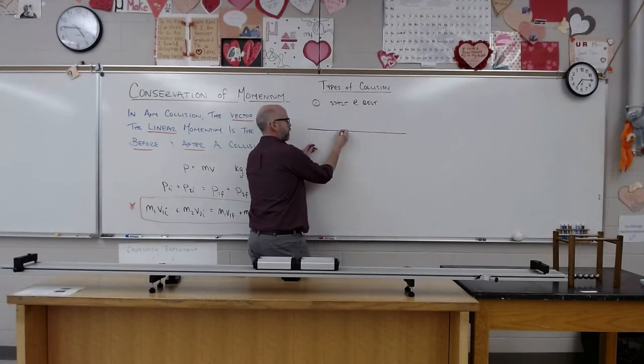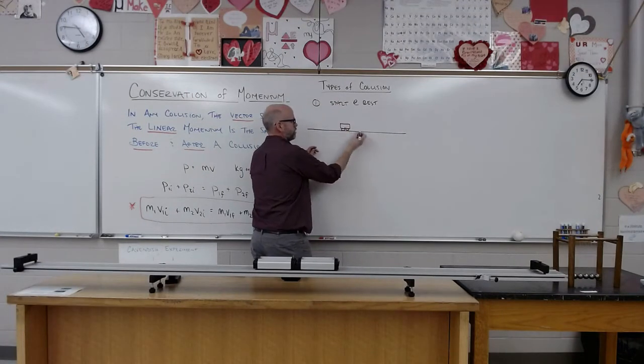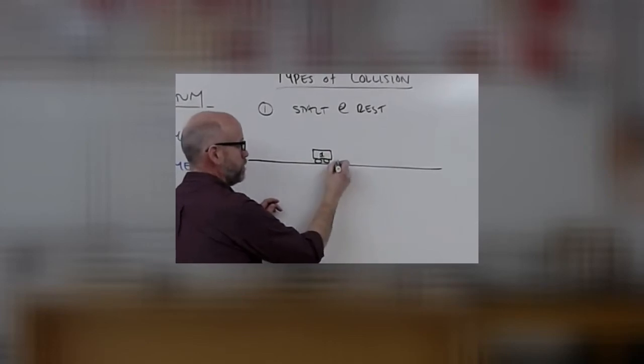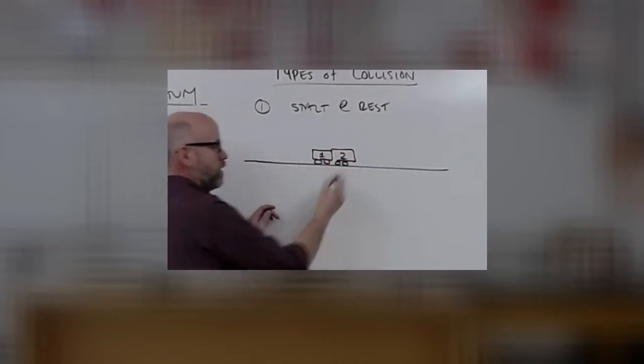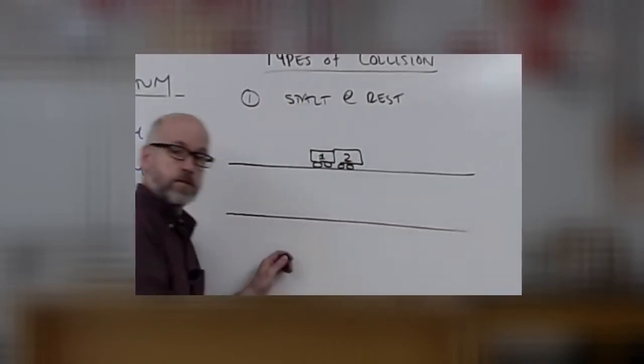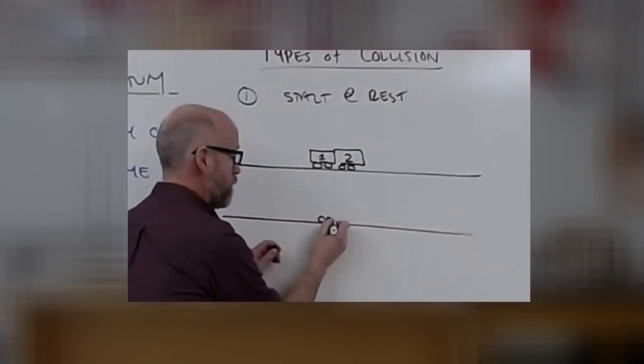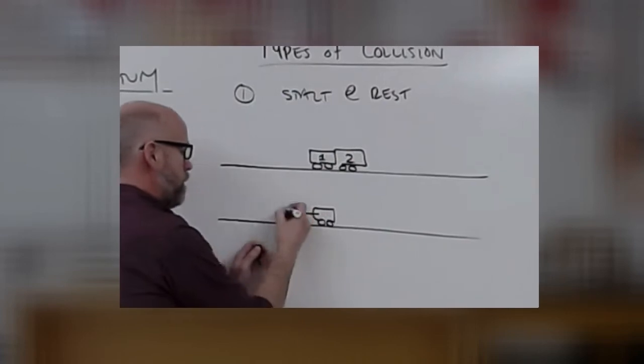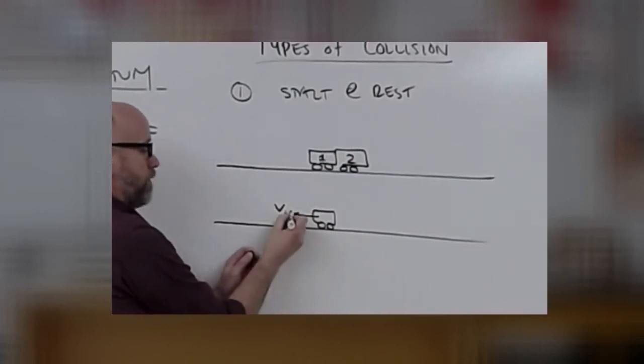I'm going to have cart number 1 and cart number 2, both sitting at rest. They have equal masses. And then the spring is released. I'm going to have cart number 1 traveling to the left, whoop, with the velocity v1 final.